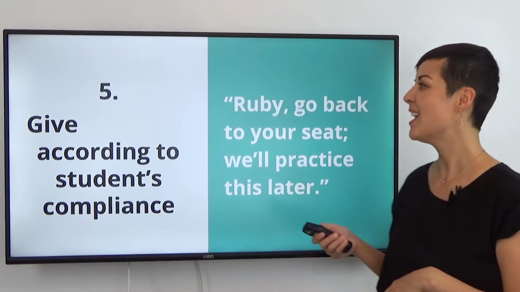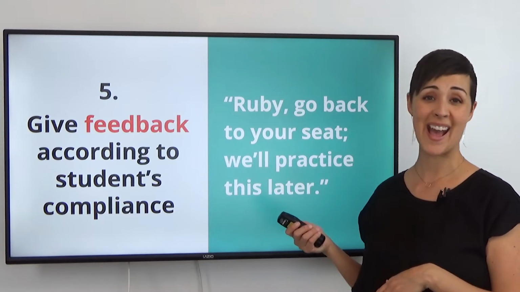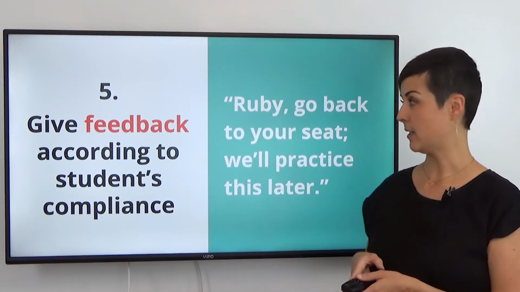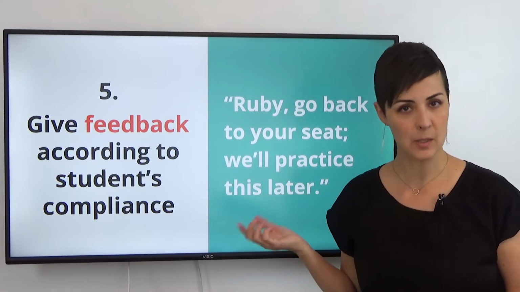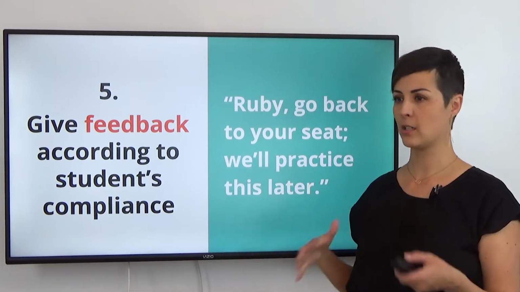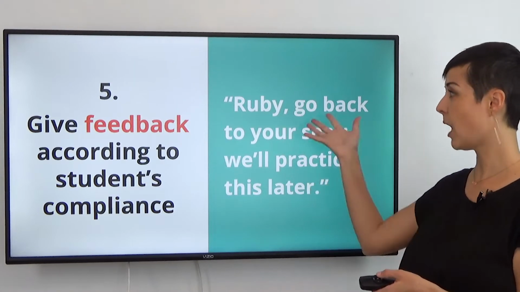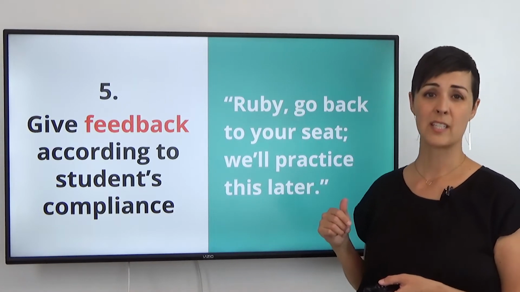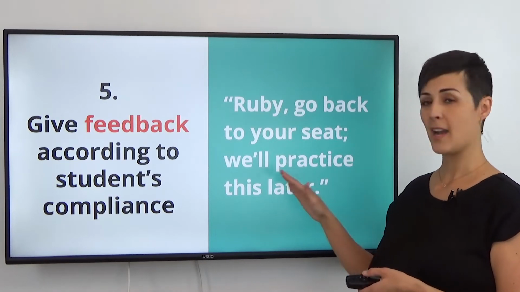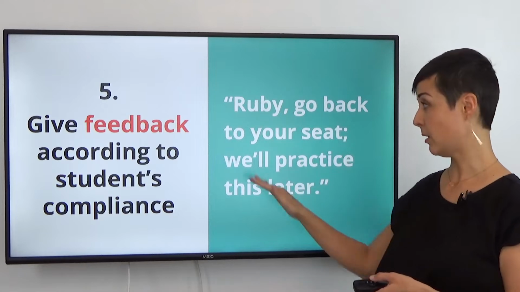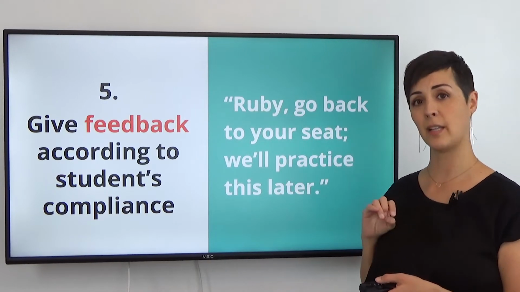Okay, then fifth is, are you going to be surprised? Give feedback according to the student's compliance. So let's suppose this time that Ruby comes back and she still is poking the person in front of her. She's still not being totally quiet, or she's not being on task. I might say then, Ruby, go back to your seat. We'll practice this later. What? And I just went from a removal to a redo. Did you see that? Yeah, Ruby, we're now going to practice this at a later time.